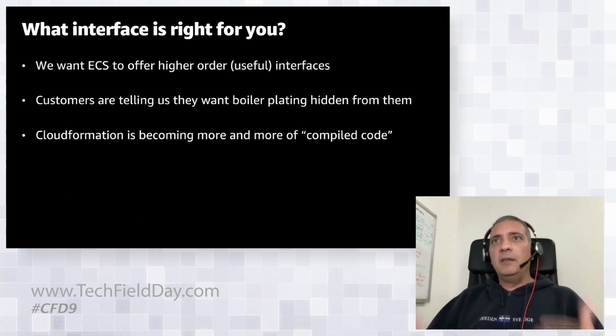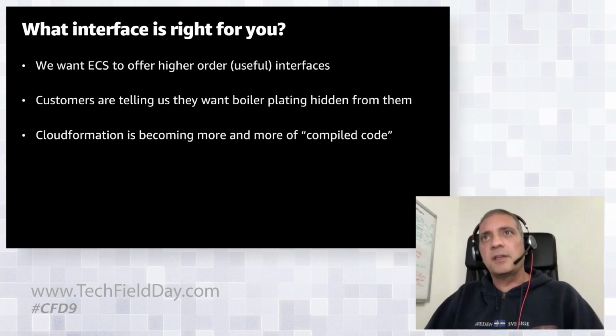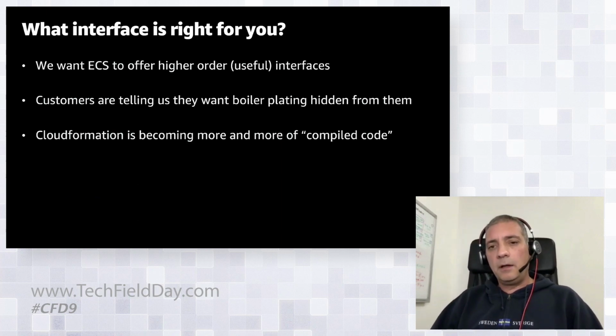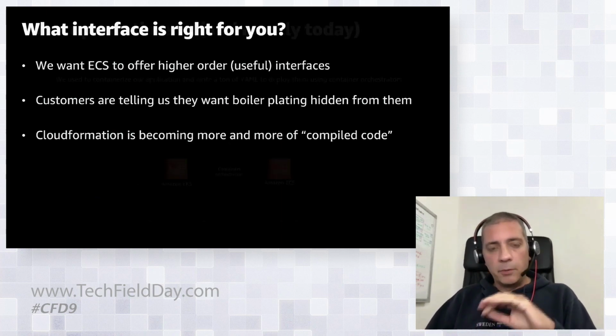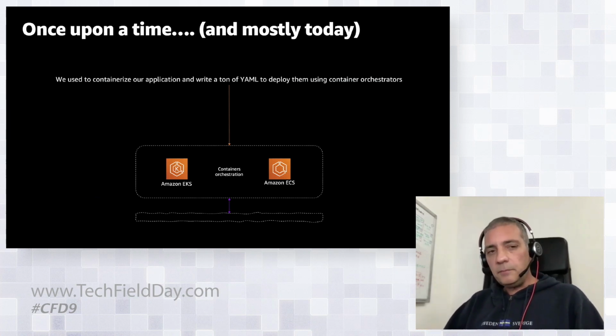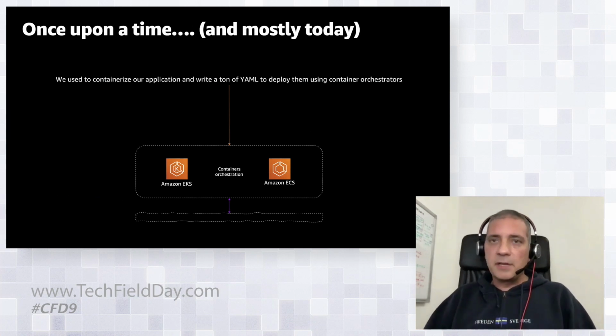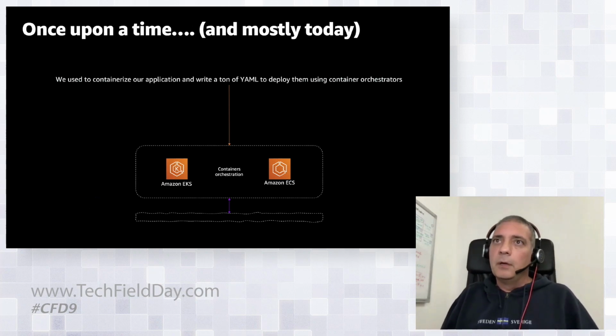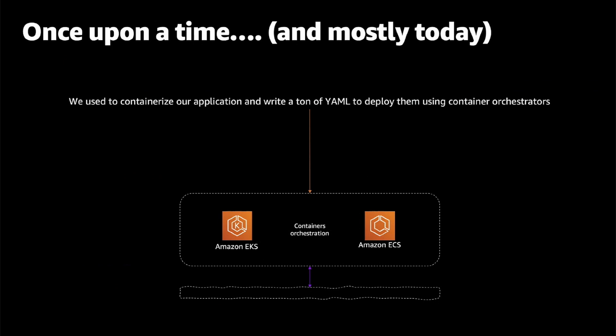And from an infrastructure as code perspective, this is something that we're seeing happening on the AWS cloud. So let's go through some of these examples. Once upon a time, as I said, this is what users were doing: just writing tons of YAML to deploy a containerized application, specifically on ECS in this case.